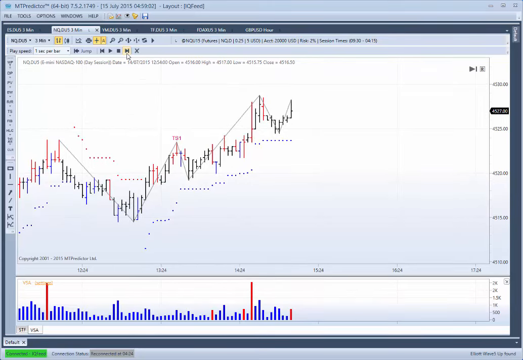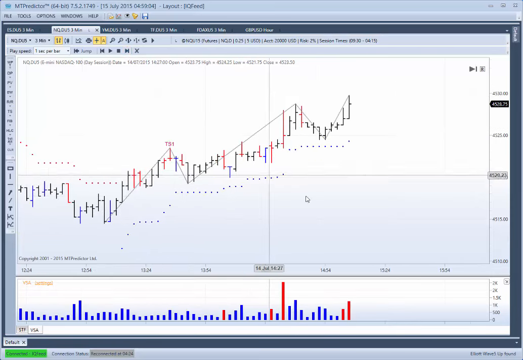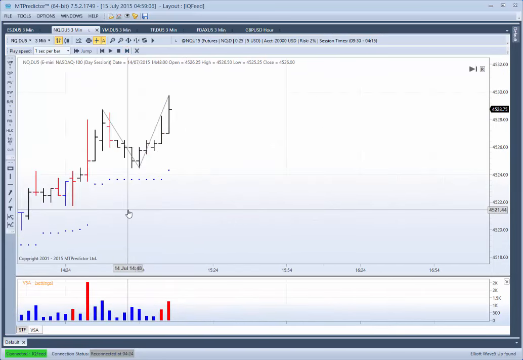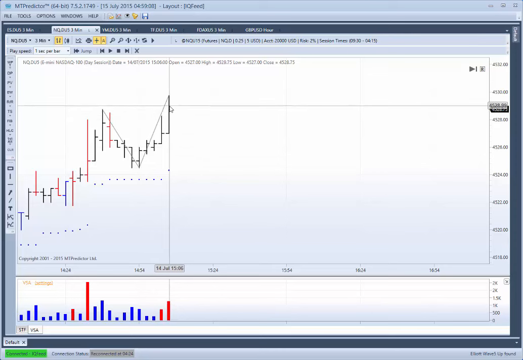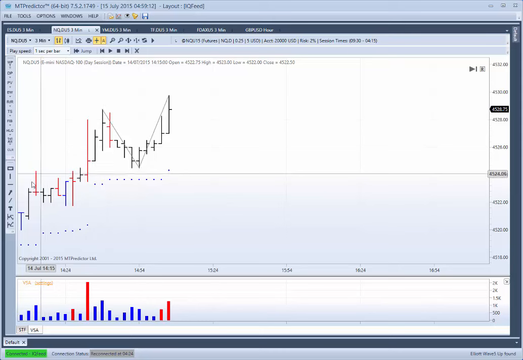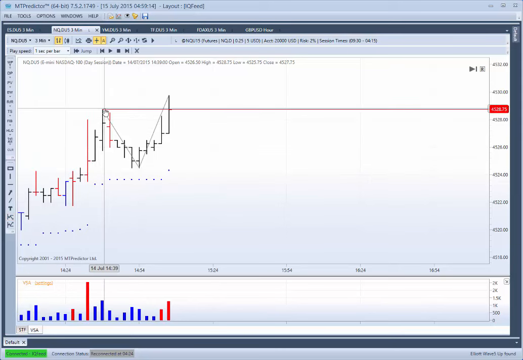So if I skip forward, and let's just zoom in a bit to make this bigger. What we're looking at here is this particular bar has made a new high beyond the previous bar's high. So if I put a high tag on here, can you see that this bar has then gone up to new high territory? But more importantly, it's given us a red VSA bar on our volume. That means there's unusually high volume going on this particular bar.